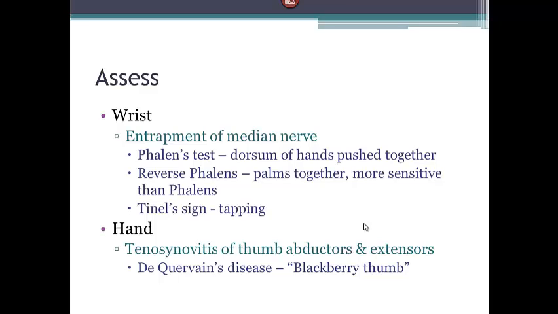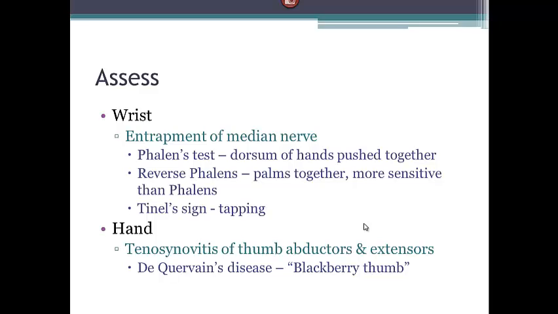nerve as it passes through the carpal canal. Symptoms basically include pain and paresthesias in the median nerve distribution. It's very common and most often occurs in women aged 30 to 50, but it could occur in any type of population. Risk factors include diabetes, hypothyroidism. Remember, constantly using the fingers, such as typing or computer use.